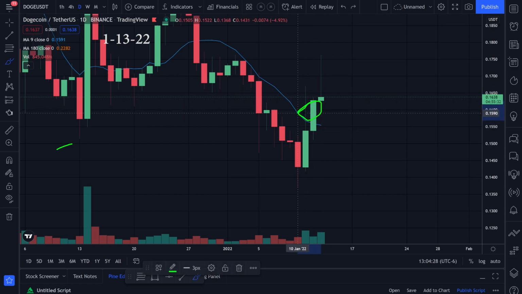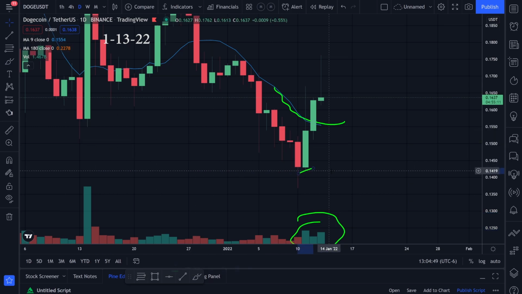We closed this candle right here. Now we're starting the next candle, and it does look like we're getting some green volume. So let's see if we could keep these good signals. This is a good signal. Breaking above this, closing above this is a good signal. And now we're getting a green candle. That's another good signal. Green volume candles, I like that as well. So I don't know. It looks actually pretty decent on Dogecoin.